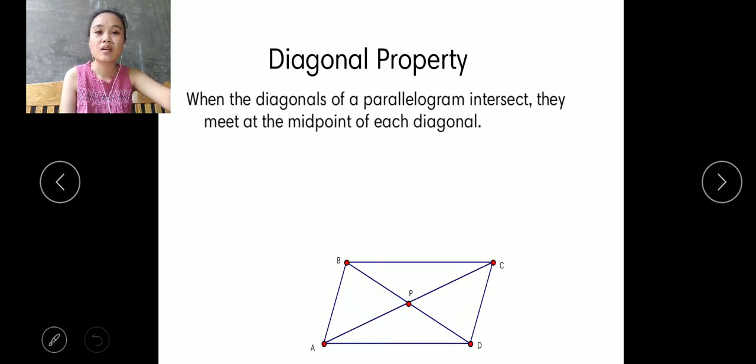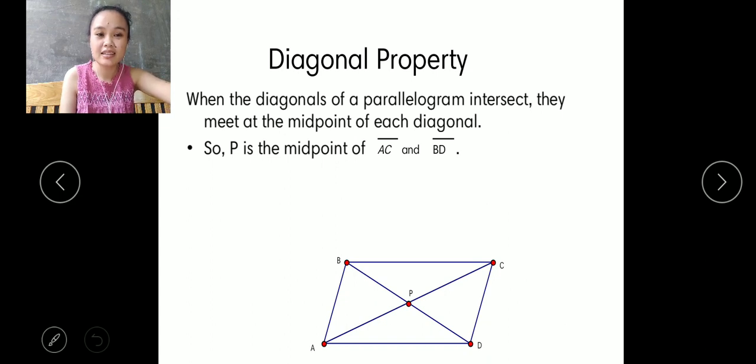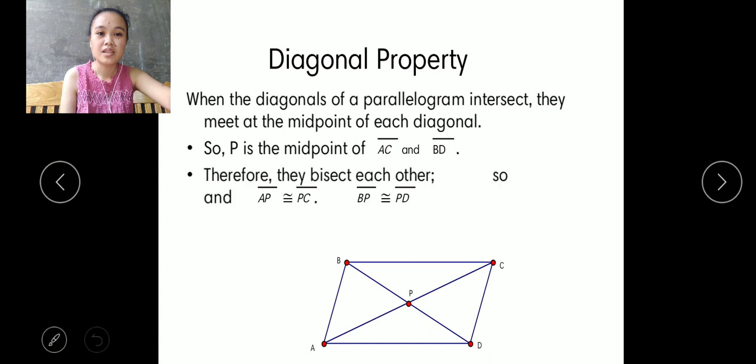Diagonal property. When the diagonals of a parallelogram intersect, they meet at the midpoint of each diagonal. So, P is the midpoint of line segment AC and line segment BD in the illustration. Therefore, they bisect each other. We can say that segment AP is congruent to segment PC, and segment BP is congruent to segment PD.